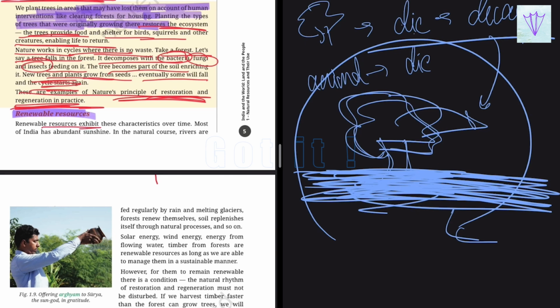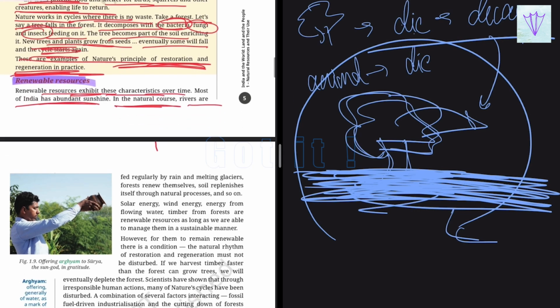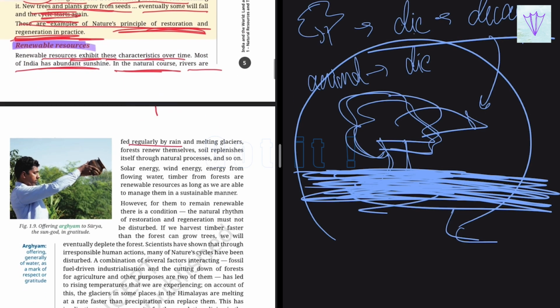So first is the renewable resources. Renewable resources exhibit these characteristics over time. Most of India has abundant sunshine. In the natural course, rivers are fed regularly by rain and melting glaciers, forests renew themselves, soil replenishes itself through natural processes, and so on. Solar energy, wind energy, energy from flowing water, and timber from forests are renewable sources as long as we are able to manage them in a sustainable manner.